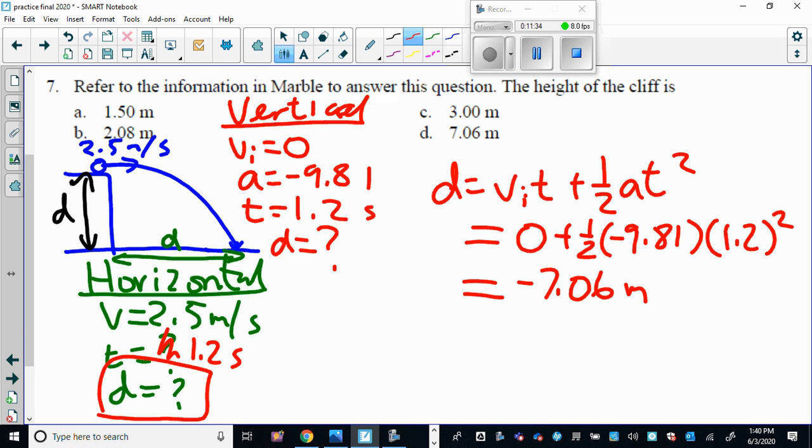And it's negative because it's going down, which is irrelevant because it just wants the height of the cliff. So the answer is 7.06.